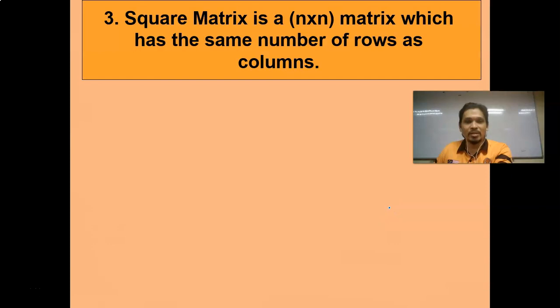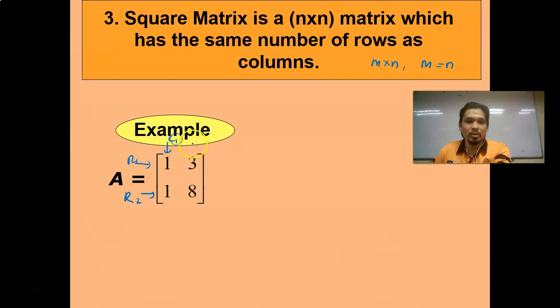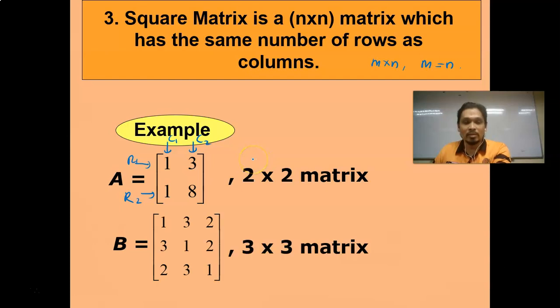Square matrix means that for a matrix of m times n, m is equal to n, so the sizes are equal. We have row 1 and row 2, and column 1 and column 2, so 2 times 2. And this is a matrix of 3 times 3.